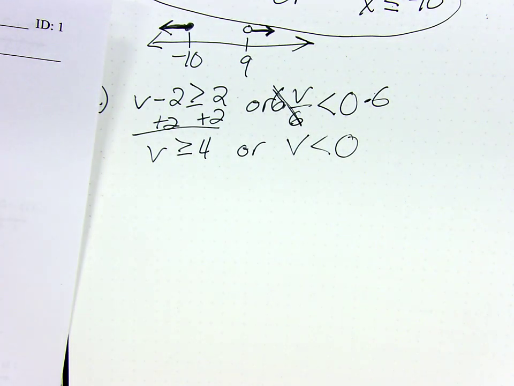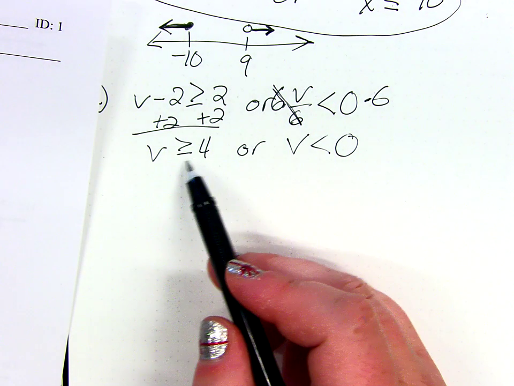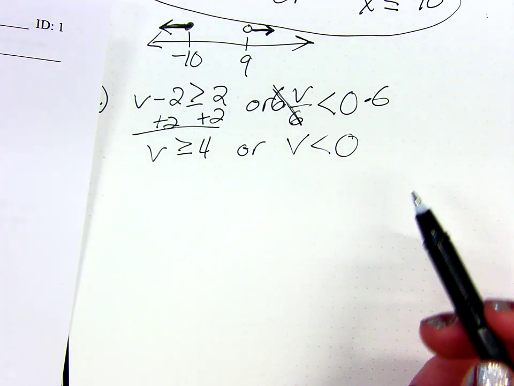Stop thinking that because there's a 0 in your problem, you can't do it or it's wrong. 0 is a number like anybody else. You can do 6 times 0. You just get 0. So that's your answer. V is greater than or equal to 4, or V is less than 0.